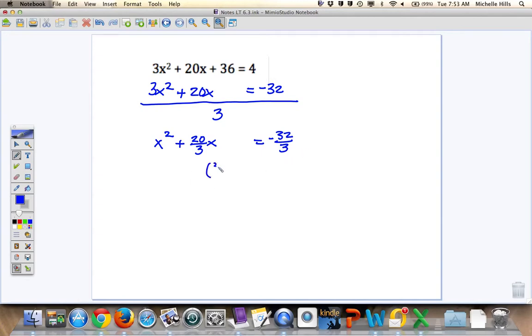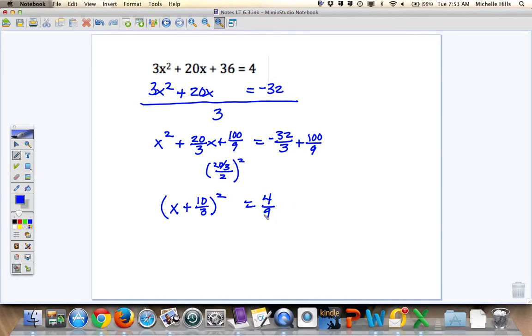So now I want to take my 20 thirds and divide it by 2, which would be 10 thirds, and then square it. And 10 thirds squared is going to be 10 squared is 100, 3 squared is 9. So I'm going to add 100/9 to both sides of the equation. This is x plus 10 thirds squared. And then negative 32 thirds plus 100/9 actually ends up being 4/9 when it's reduced.